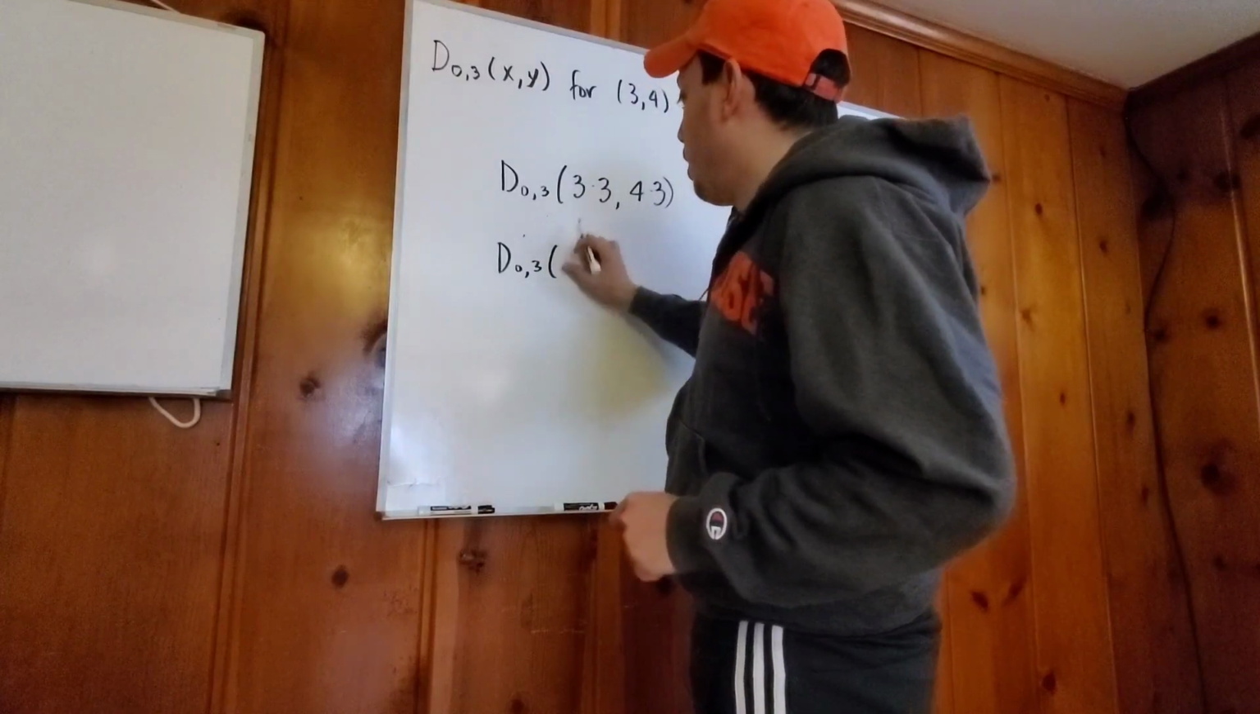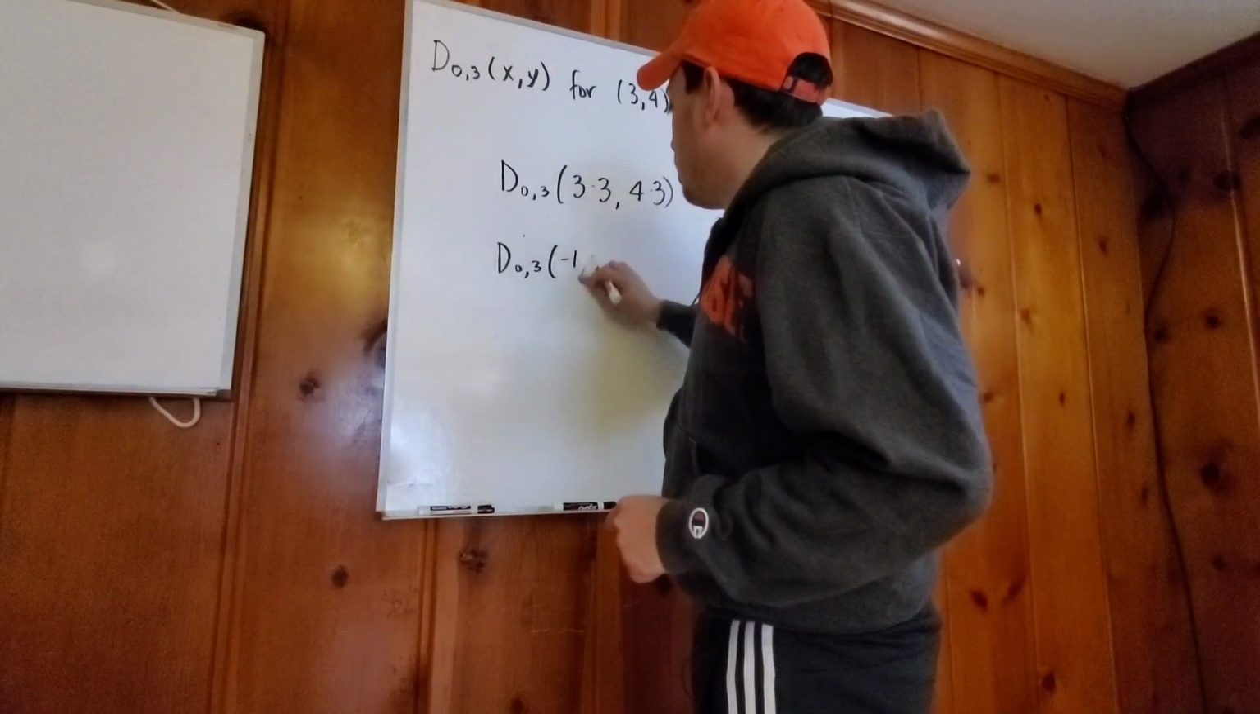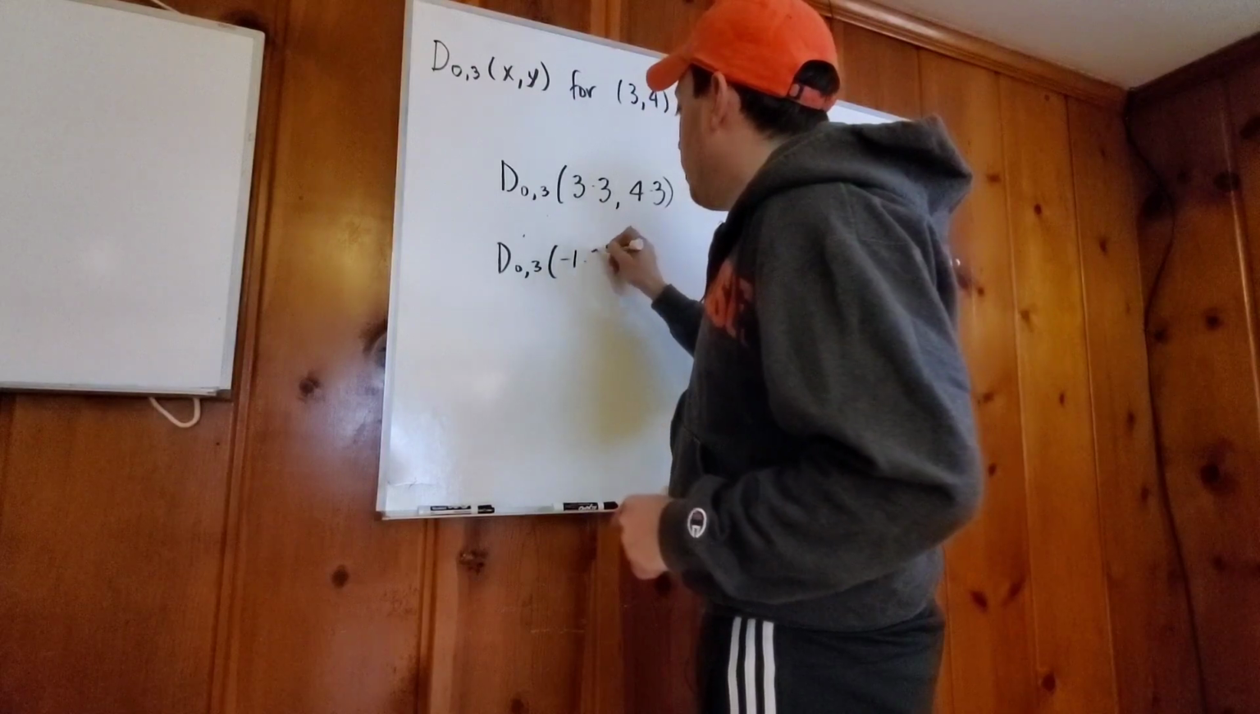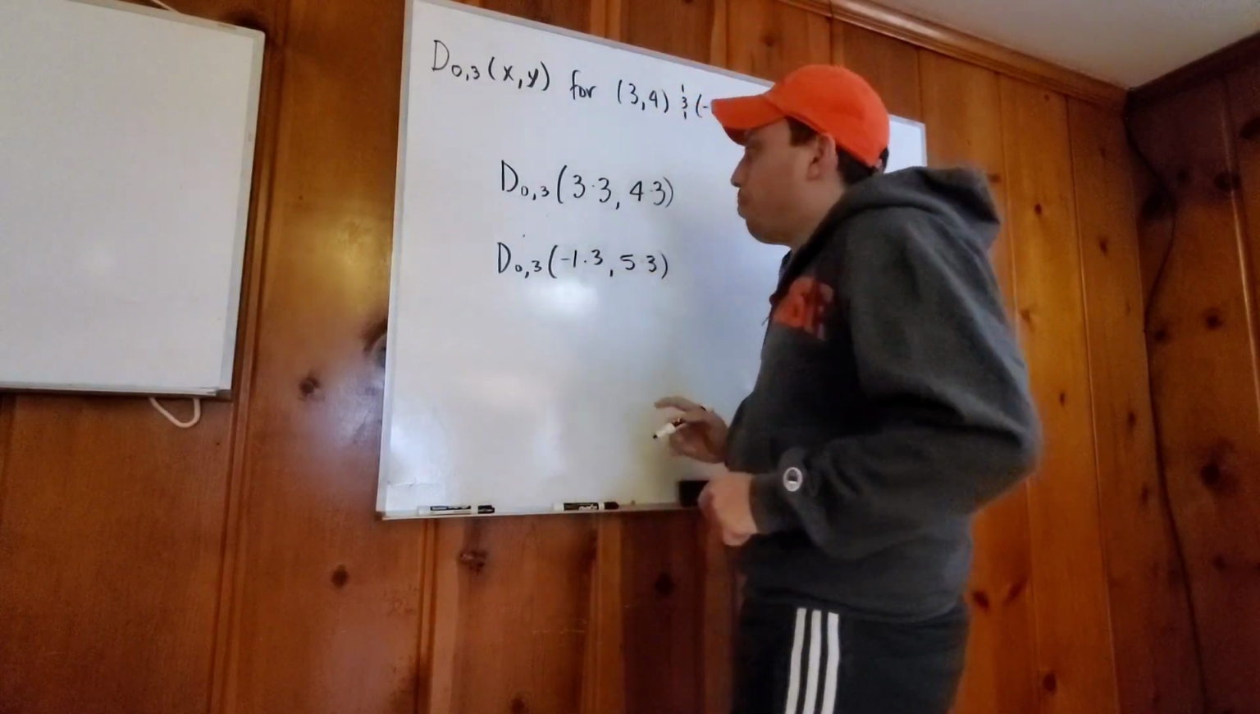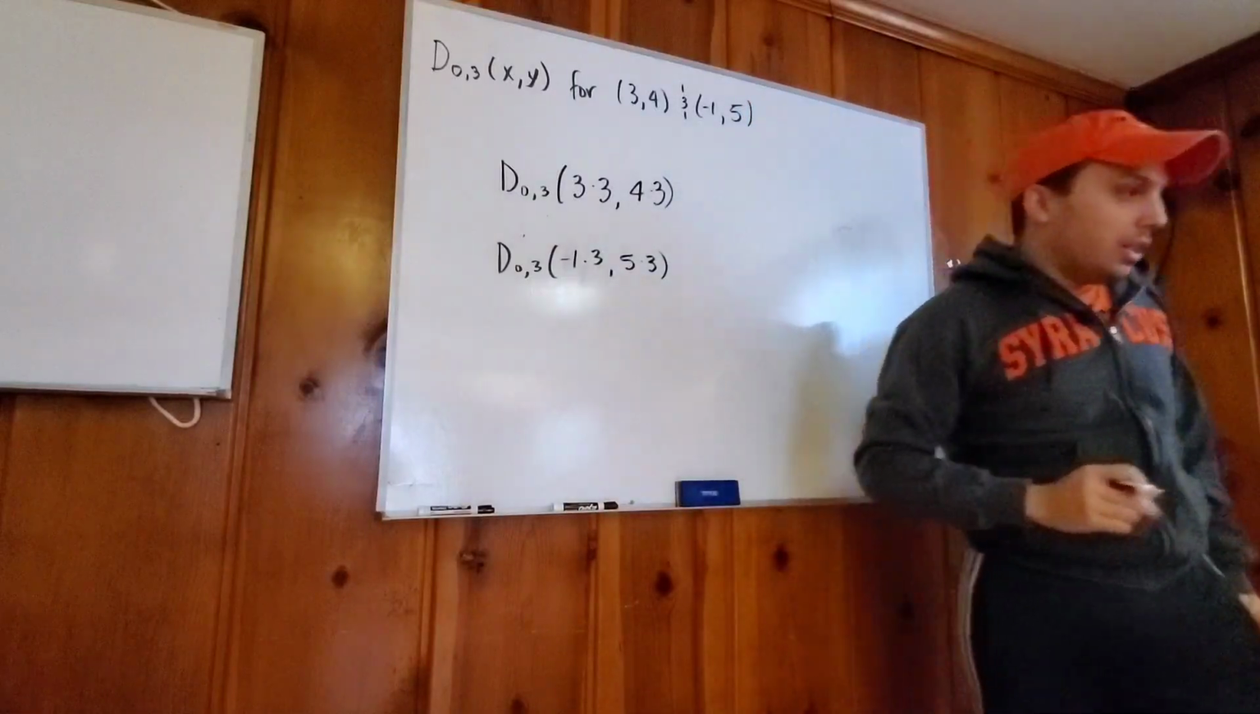And then we have -1. No, that's not it. -1 times 3, and then 5 times 3. There you go. I think it's something like this.